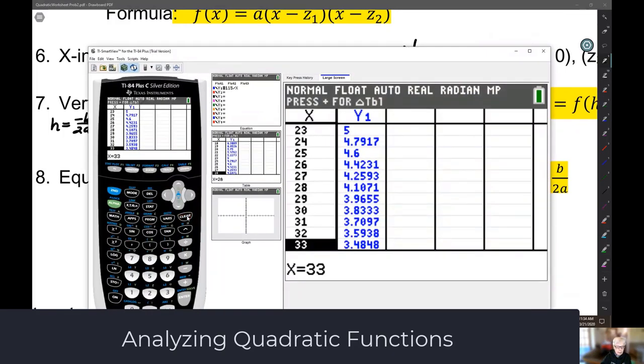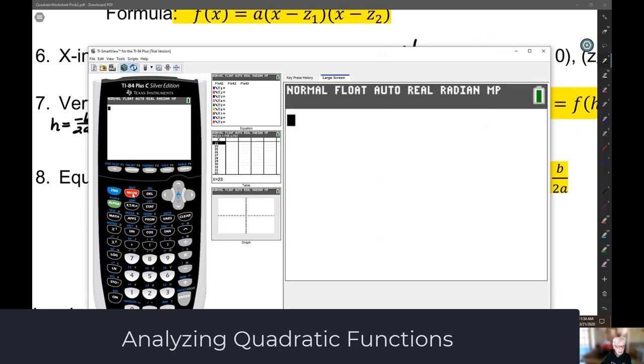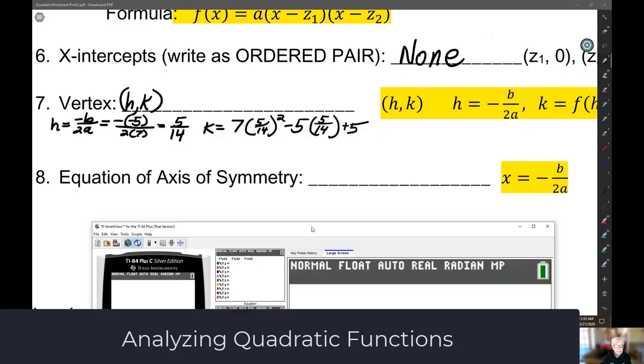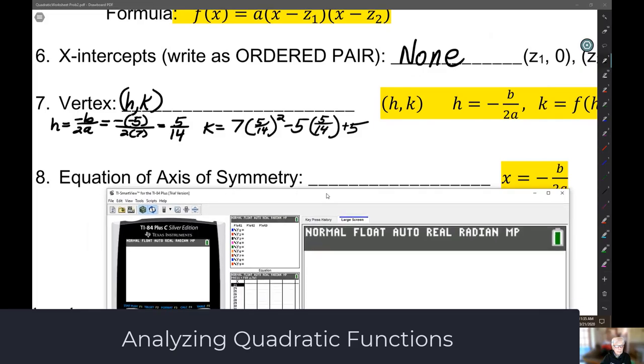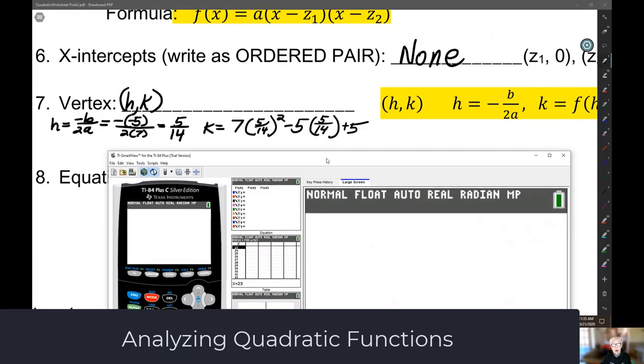Clear. Clear. Well, heck. Clear. Okay. All right. See, this is the hard part.